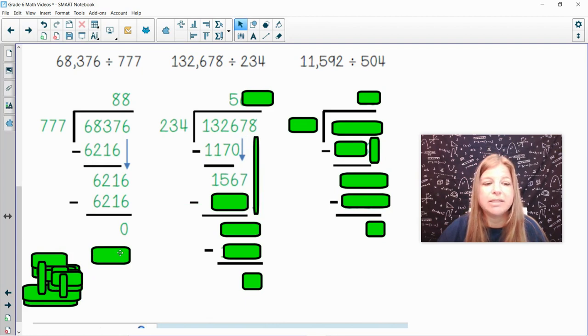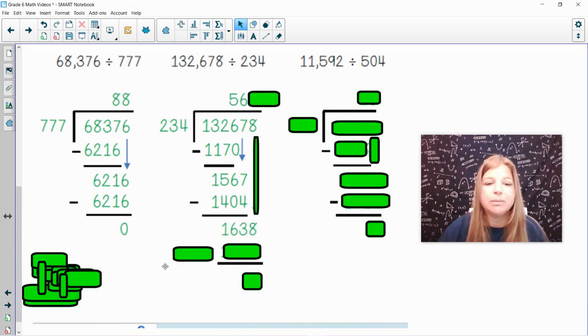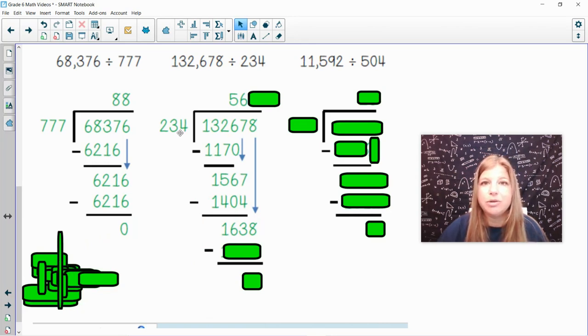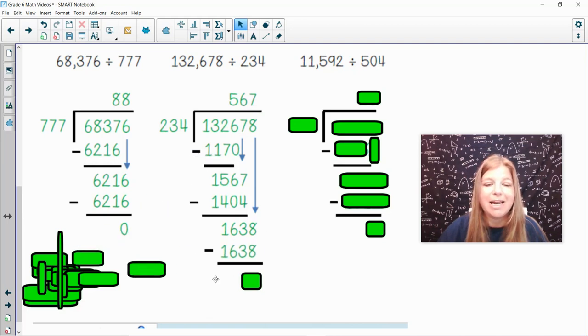So now I have 1,567. 234 divides into this number 6 times. 234 times 6 is 1404. Do my subtraction. Bring down that very last 8 to now make it 1638. And 234 goes into 1638 exactly 7 times. And I'm left with 0 at the end.